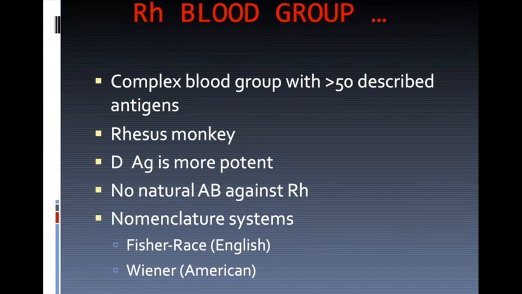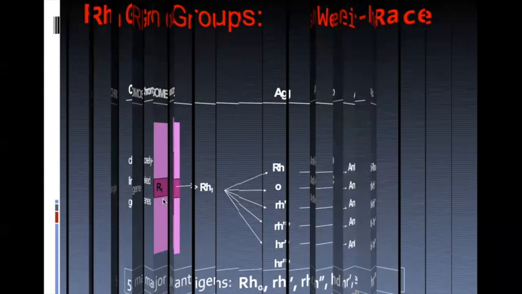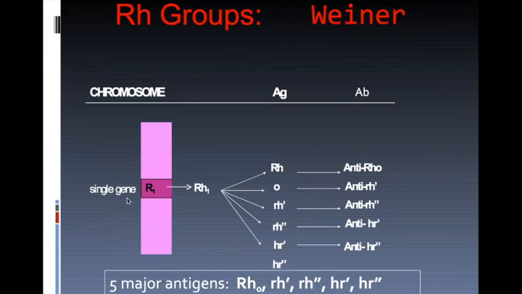The Fisher-Race is described by combinations of 3 pairs of allelic genes: Cc, Dd, and Ee. This was later modified to a model that proposed a single genetic locus with 3 subloci. Again, RH blood groups, the Fisher-Race: D, C, and E. The 5 major antigens are D, C, E, c, e, from closely linked genes. Now, for Wiener, a single gene, R1, RH, the antigen, then the antibody, the 5 major antigens.